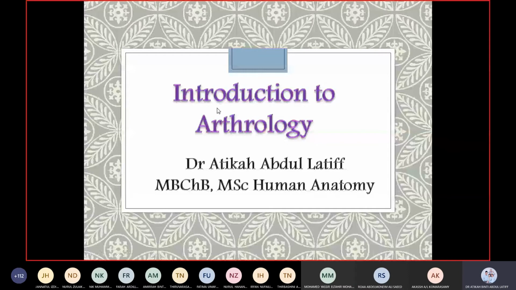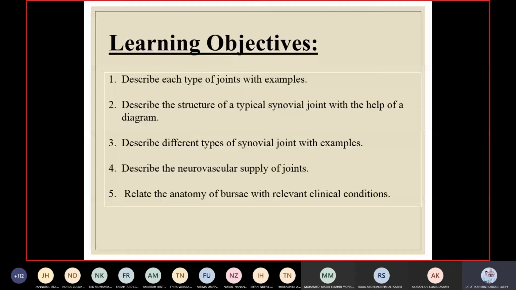From this lecture you should be able to describe the types of joints with examples, describe the structure of a typical synovial joint, describe the different types of synovial joint, describe the neurovascular supply of the joints, and relate the anatomy of the bursa. You will learn about the bursa as well, and relate it with relevant clinical conditions.